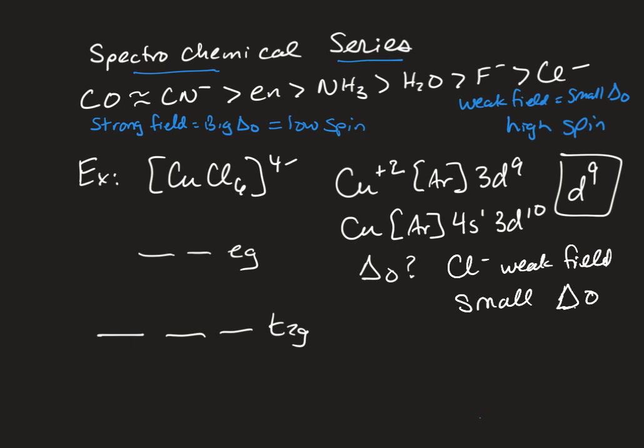So let me go ahead and fill in my electrons. I have 9 of them, so I would do 1, 2, 3, 4, 5, 6, 7, 8, and then 9. And so if I wanted to know, for example, how many unpaired electrons, it has 1 unpaired electron. And that's the answer for this one.